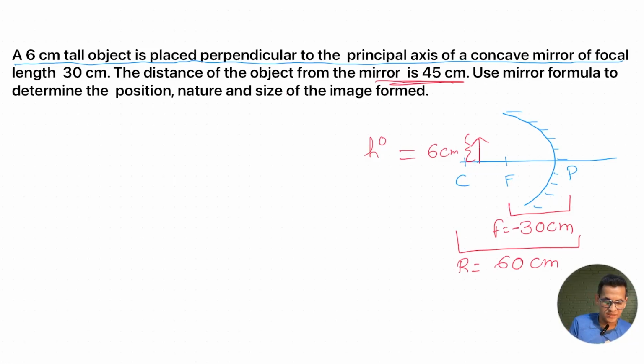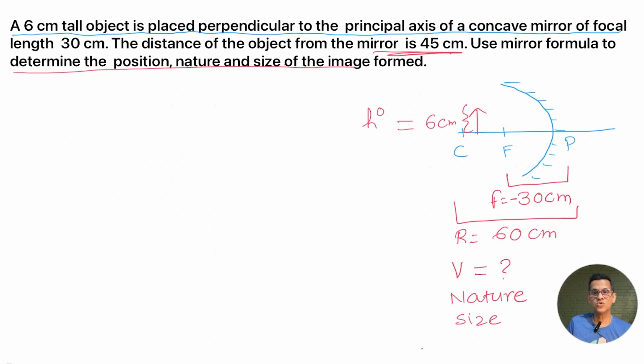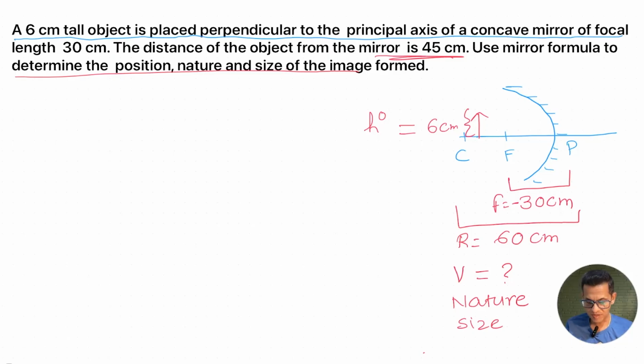We need to find the position, nature, and size of the image. So we'll have to find what is v, that will give us the position of the image formed. Nature we'll come to know once we know the position of the image and once we also find the size of the image formed. So once we find both these, we'll figure out how to know the nature of the image as well.